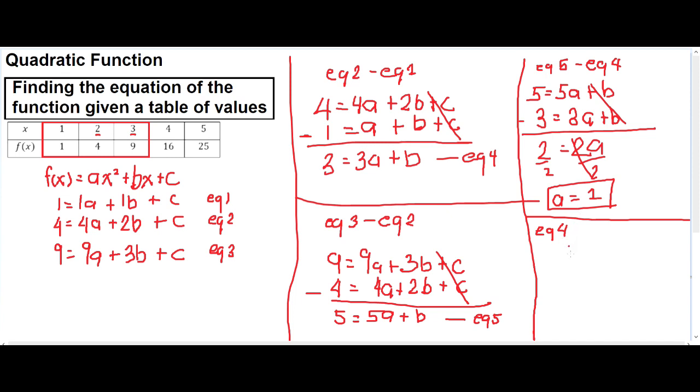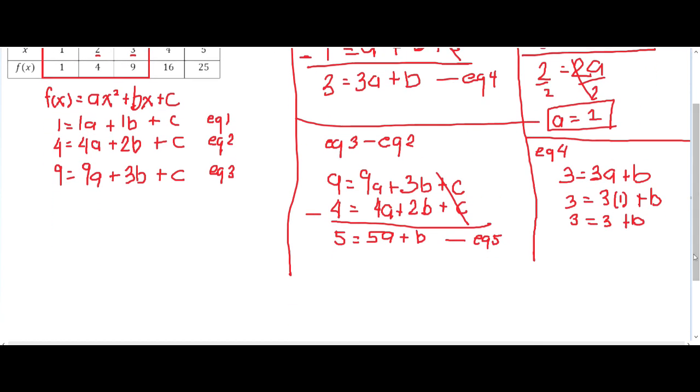If A is equal to 1, meron equation 4: 3 is equal now to 3A plus B. A is equal to 1. So, meron kang 3 is equal to 3 times 1 plus B. You have 3 is equal now to 3 plus B. Then, transpose mo yung 3. Meron kang 3 minus 3 is equal now to B. You have B is equal now to 0.